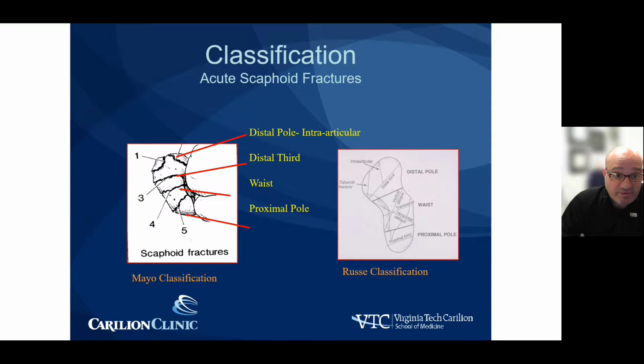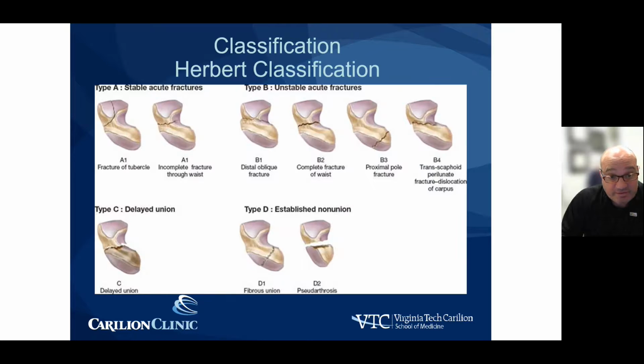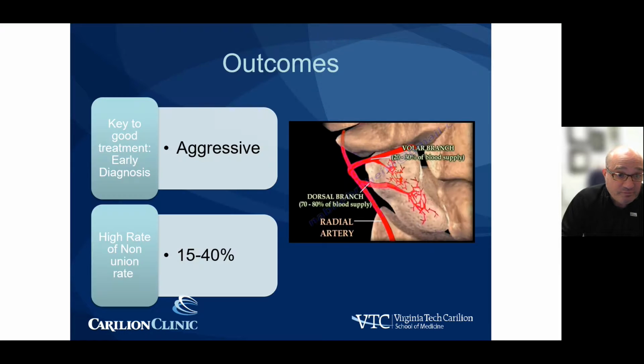Initially, the Mayo classification described the distal pole fracture as well as an intra-articular involvement extending to the STT joint, the distal third, waist, and proximal pole. This was then complemented with the Russe classification, but the most commonly used classification we see in our practice is the Herbert classification. This is based on stable and unstable patterns, as well as delayed union and established non-unions. Usually the unstable type pattern, as seen in type B, will either have a distal oblique fracture line, a complete waist fracture line, a proximal pole extension, or some form of transscaphoid perilunate fracture pattern.